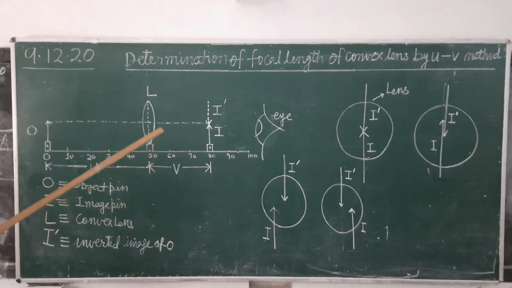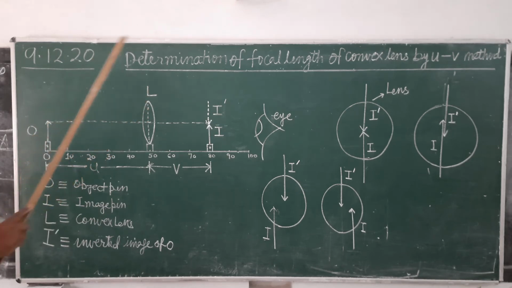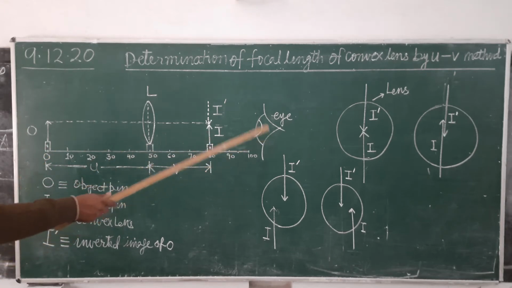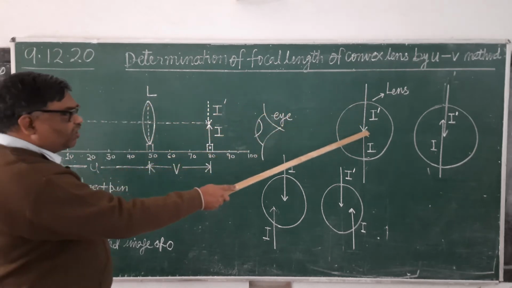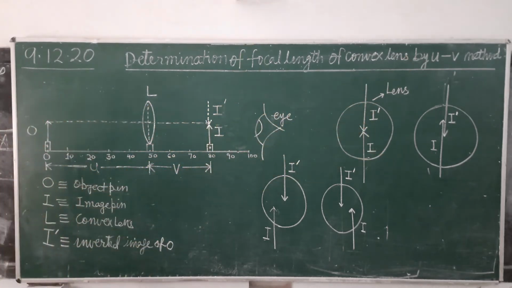When we see the image of this pin through the lens from that side... It is clear. All of you remember one more thing, 0 will be away from you and 100 will be towards you. So when its image is observed through the lens from that side, we will find an inverted image like that. Inverted image I dash. It is clear. We have to remove the parallax between I and I dash. Now what is the meaning of parallax between I and I dash?